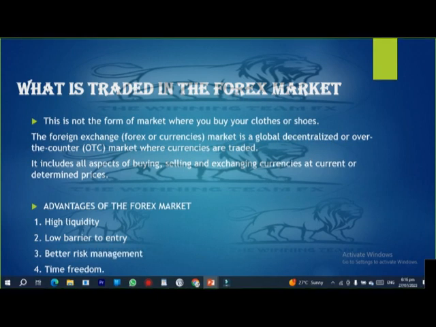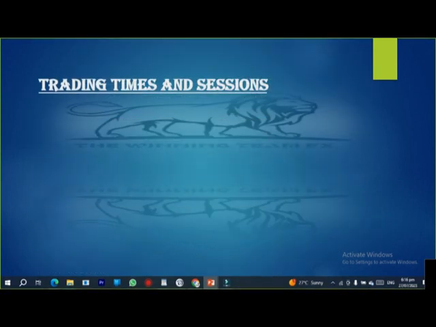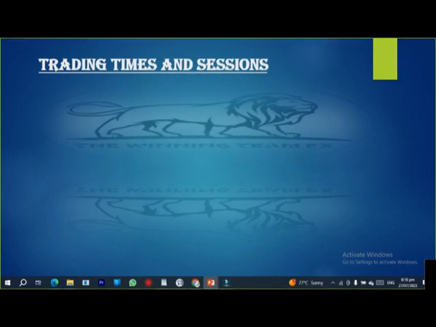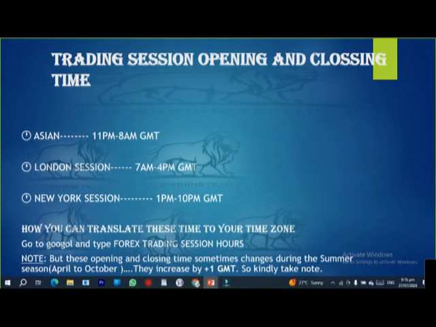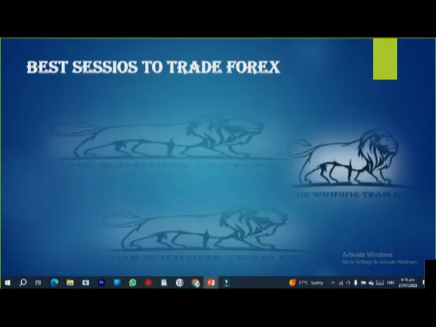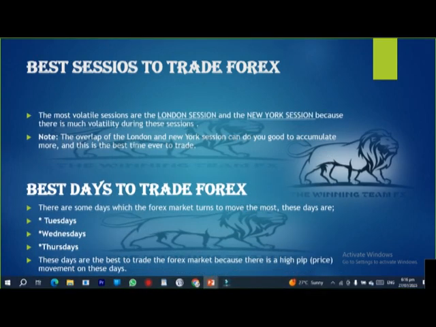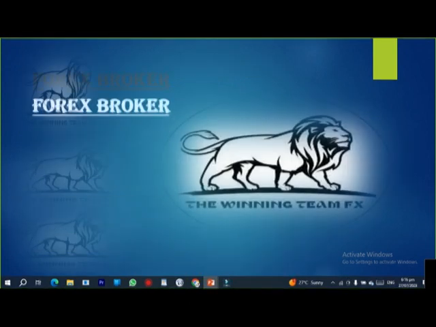And then we looked at some of the advantages of the forex market, and then we moved on to the trading times and sessions. We talked about the three main trading sessions, which are the Asian, London, and New York. And then we continued with the trading sessions' opening and closing times. We looked at the best sessions to trade, the best days to trade forex, which we said are Tuesdays, Wednesdays, and Thursdays.